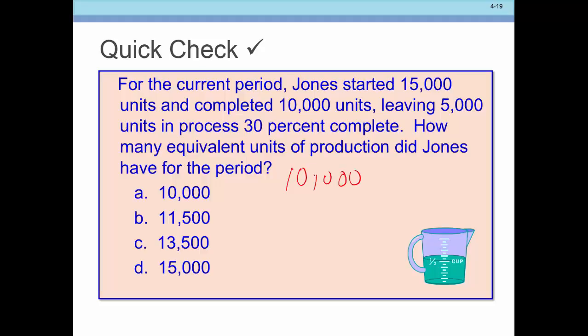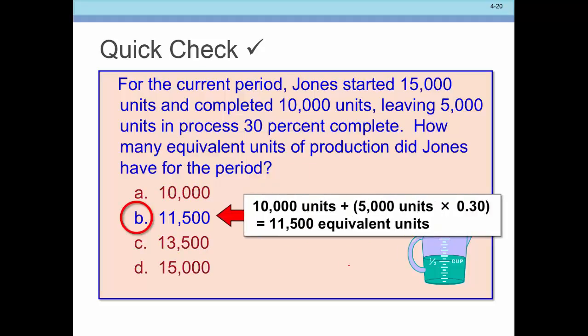Oh, darn. Can't eliminate any of the answers that way. I guess maybe you could eliminate A, because we haven't given ourselves credit for the ones that are partially done, right? Those partially done ones, they tell us there's 5,000 of them and they're 30% complete. So we take those 5,000, multiply that by 0.3. We're going to give ourselves credit for 1,500 units as though they've been fully done, right? And so we go ahead. Is that 11,500? Okay, I hope that's the answer.